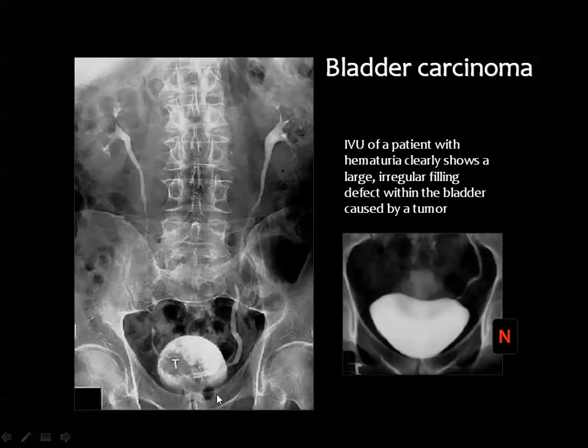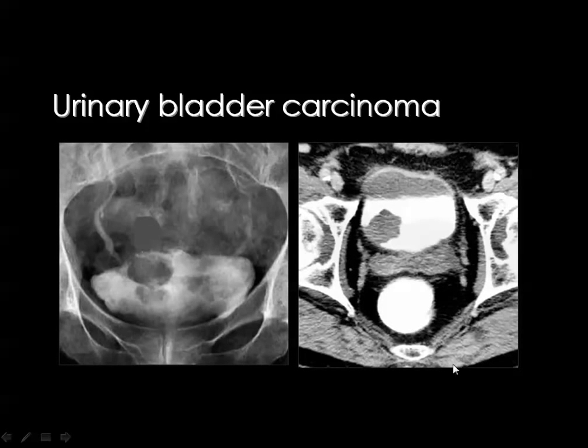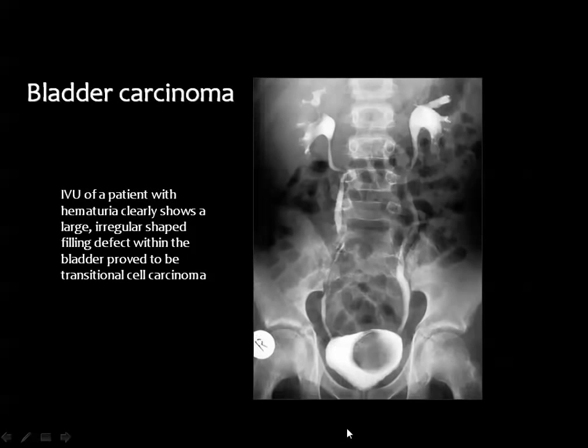And the most common mass inside the urinary bladder by far is transitional cell carcinoma. And here you can see this is the normal bladder, and this is the bladder containing a soft tissue filling defect representing the tumor, which is transitional cell carcinoma. Another case by IVP, you can see a mass inside the bladder causing a filling defect, and by CT you can see the mass inside the bladder, and this is the urine contrast fluid level.